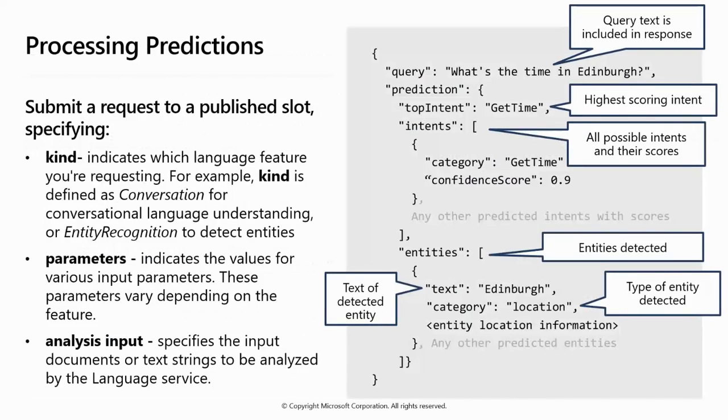Example right here. We have the query, what's the time in Edinburgh? This is the query text. The highest scoring intent, or the top or most likely intent. All possible intents. The entities recognized. In this case, the entity is Edinburgh. The category is location, the type, and the text detected in the entity.